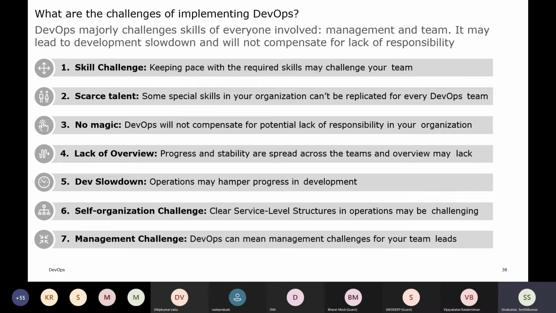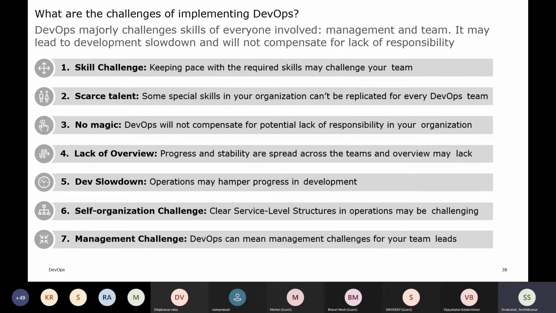So the skill challenge is one of the main things, and the second one is scarce talent. Some people's skills in your organization can't be replicated for every DevOps team. And the other one is that DevOps will not compensate for a potential lack of responsibility in your organization, because you cannot play the role of everything under the DevOps framework, but you play the role that is defined for you in terms of tools and technologies.